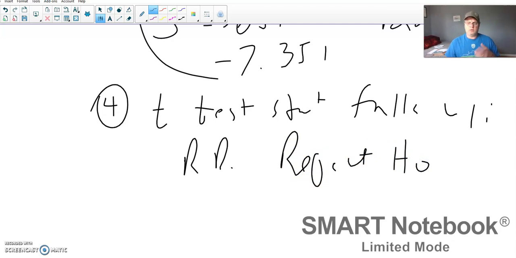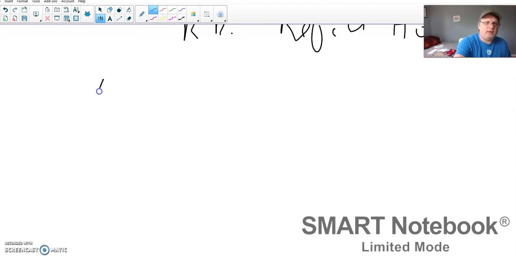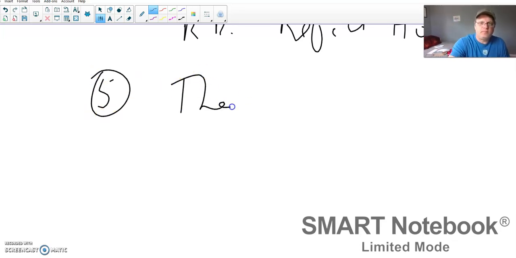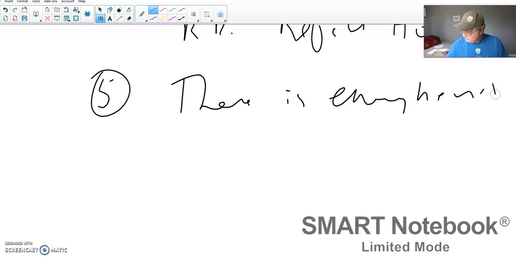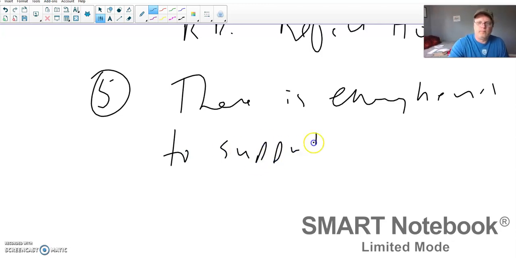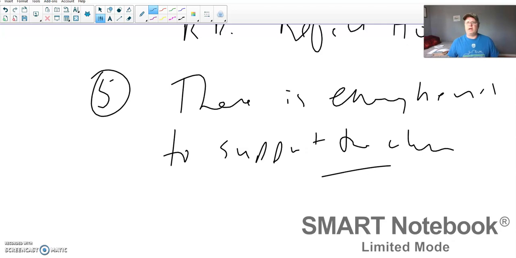It's fine to abbreviate, but anything you hand in to me, make sure it's written out fully. And then it's pretty much the same as the last one. So there is enough evidence to support the claim. And there you have it. There is enough evidence to support the claim. So make sure you write it all nice and neat, better than that.